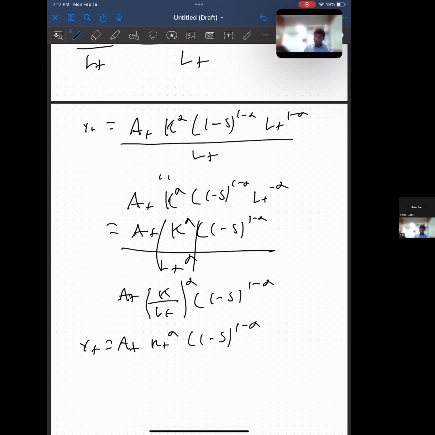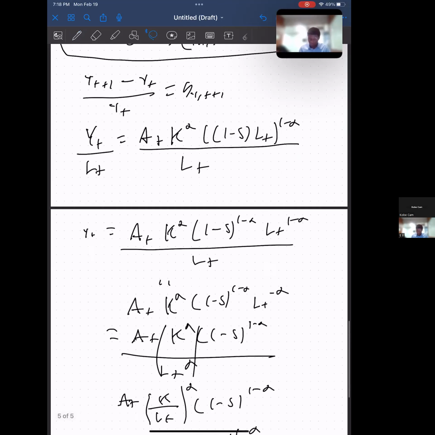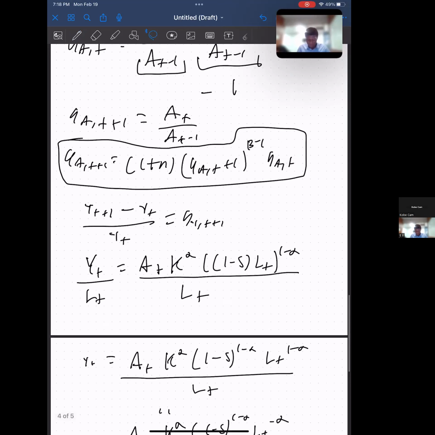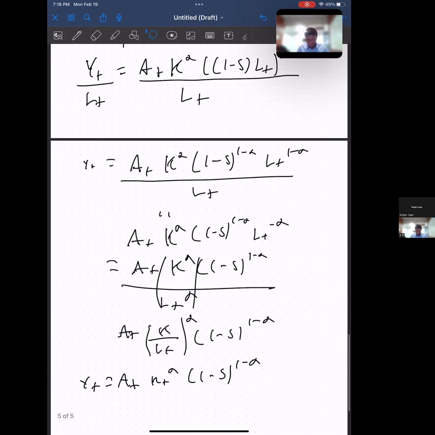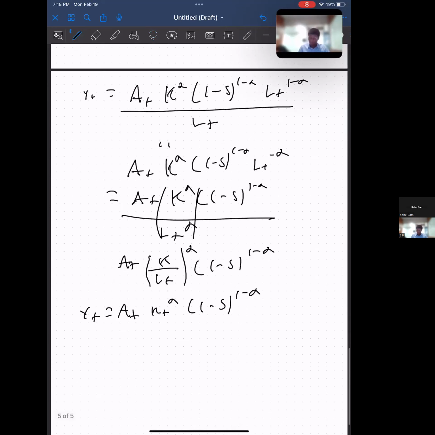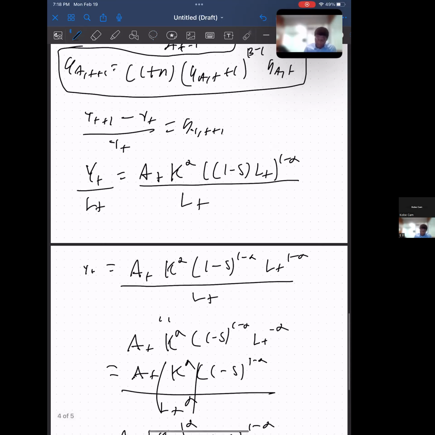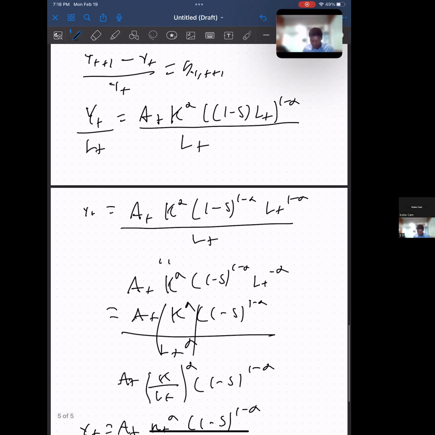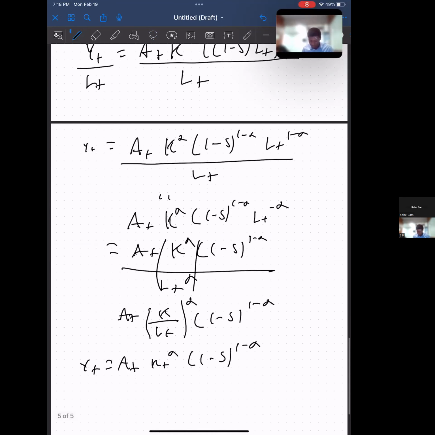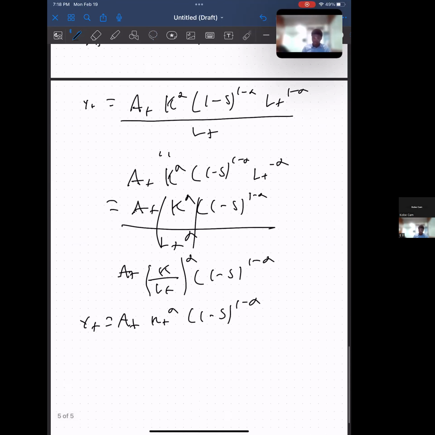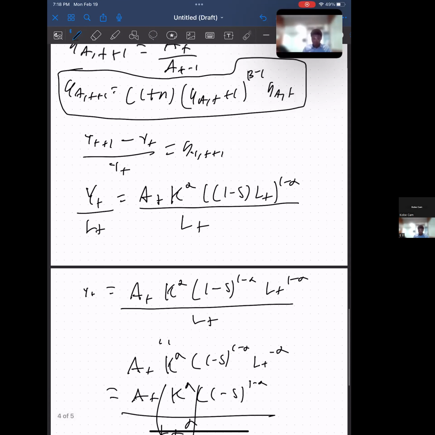Well, this is great, but we don't have our formula for the growth rate of y_t. So how do we get that? Well, look, let's use the same method we used last time to derive that. So first off, we have the growth rate of y_t. If we want to find y_{t+1}, we can just add 1 to t. So let's just do that.